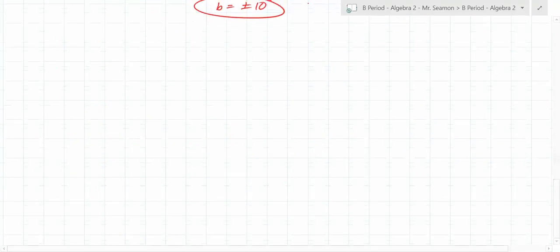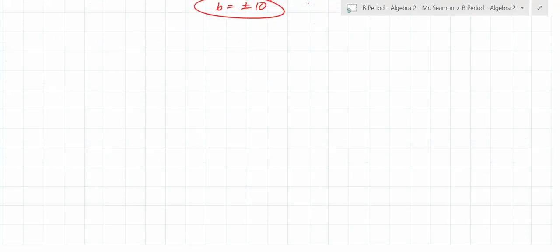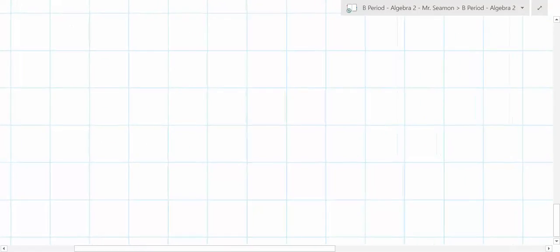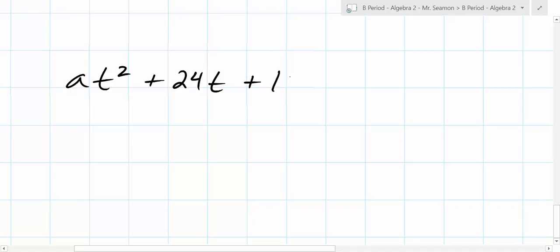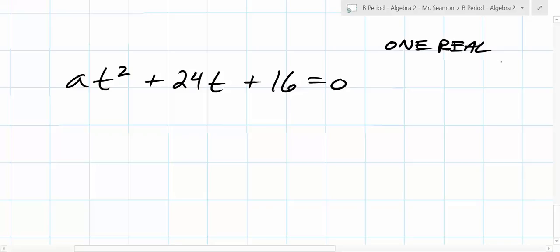So I want to try one more of these just so you can kind of get it into your head a little bit. Let's say I gave you another one. It's pretty similar. Let's say I gave you this one right here, and I said the same thing. At squared plus 24t plus 16 is equal to 0. And I said I want 1 real solution. 1 real solution. What's the variable in this quadratic? No. T is the variable.